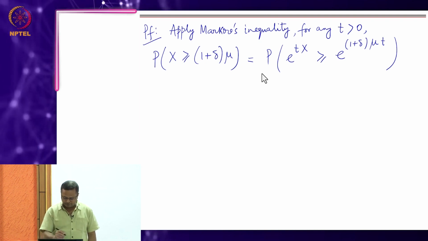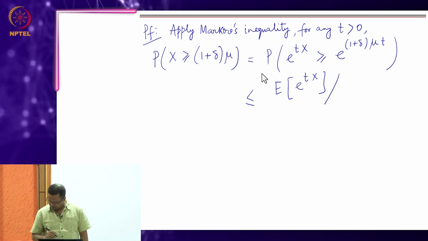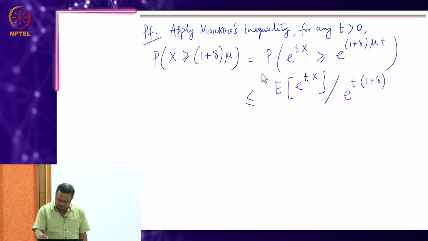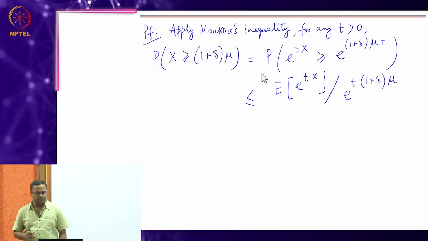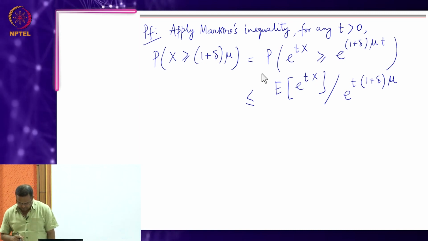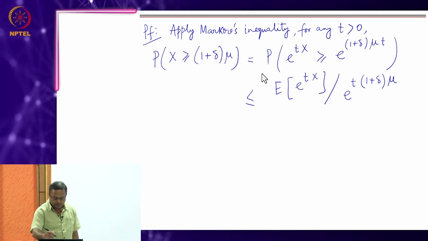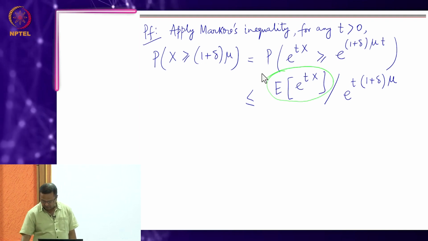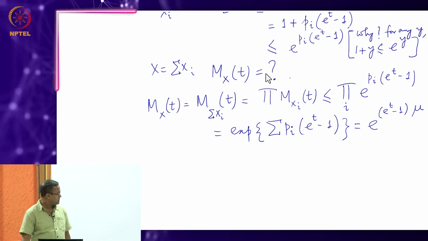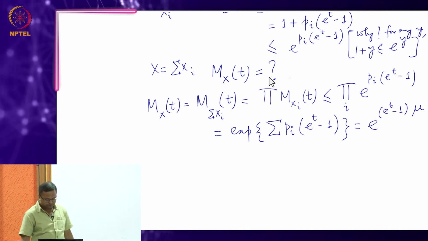Right. This is what Markov is for you. Okay. Now, I have already deduced this one. This is already done. Right. e to the power of t minus 1 mu. Replace that.